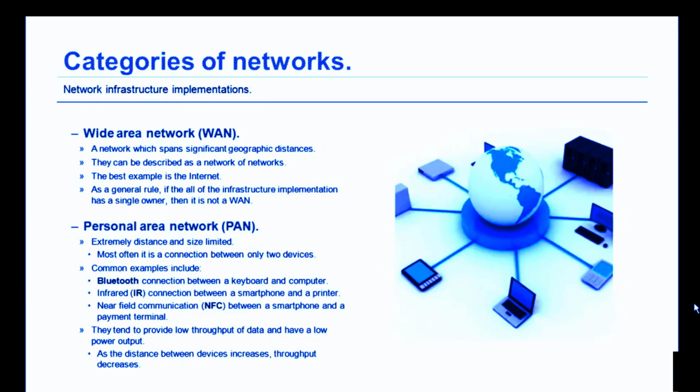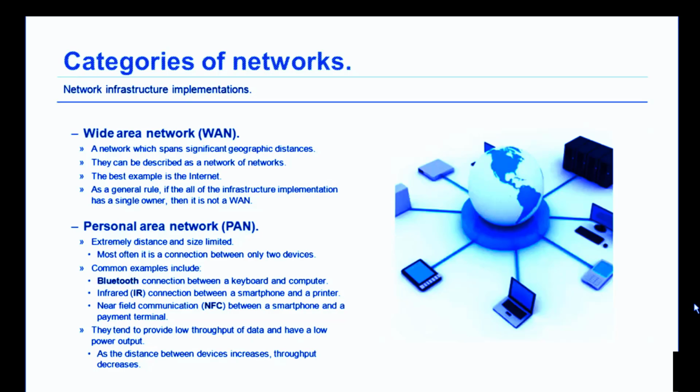Then there is the WAN, the Wide Area Network. Now, a WAN spans significant geographic distances. They can be described as a network of networks, and the best example of a WAN is the Internet.